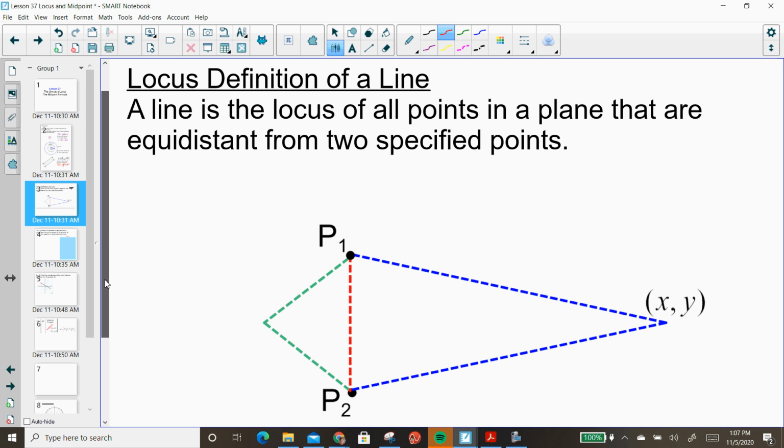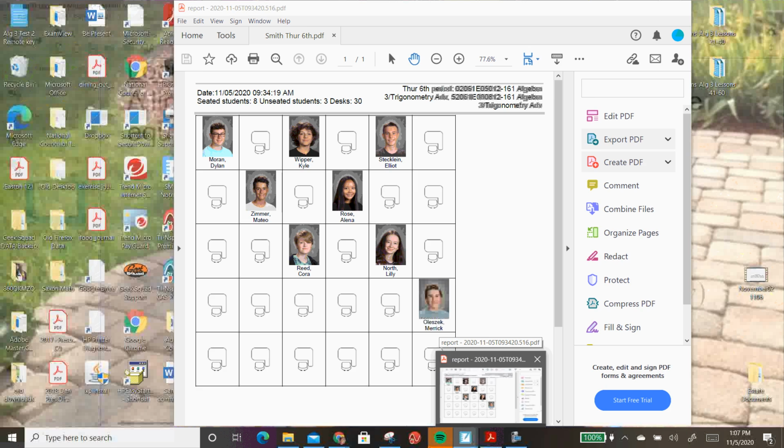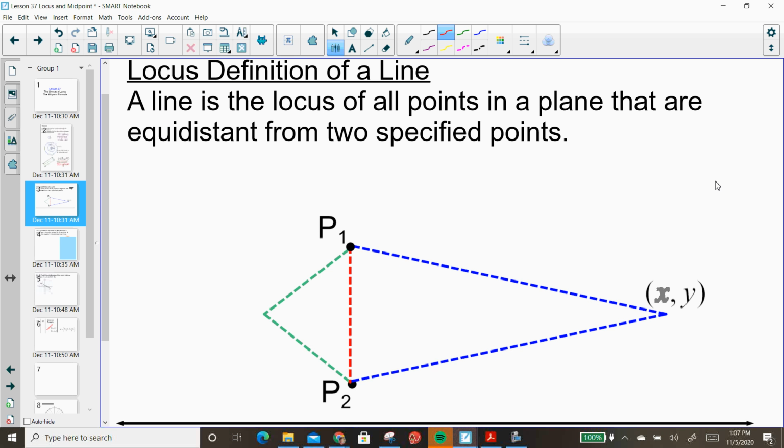So I'm going to give you a picture of what that looks like. So P1 and P2 are my original points there. They are not going to be on the actual line that I'm talking about. I'm going to be talking about all of the possible XYs. So here's one out here. I'm changing color. And if I take the distance from XY to P1, and then I take the distance from XY to P2, those distances are equal. But there are a bunch of other points I could pick where that's also true.